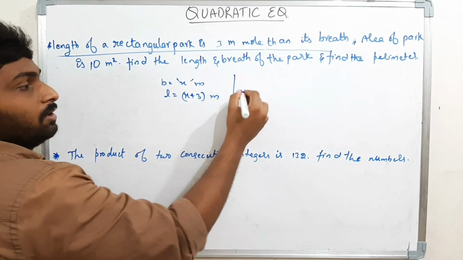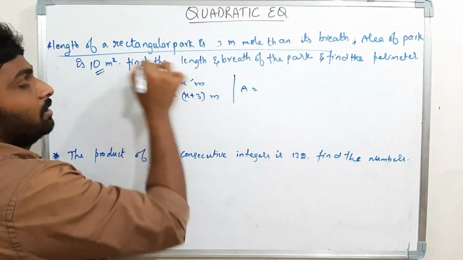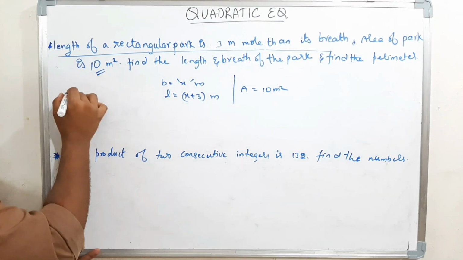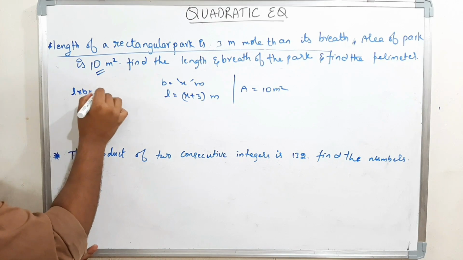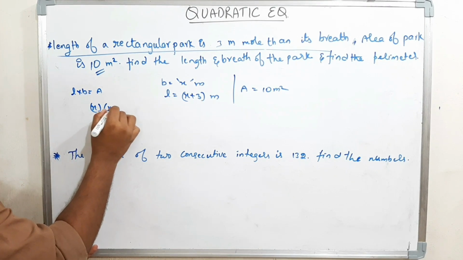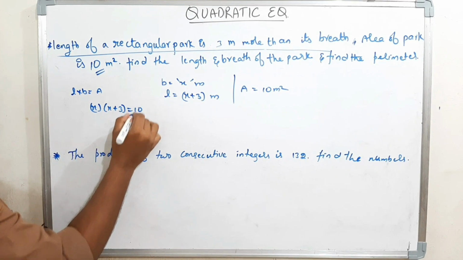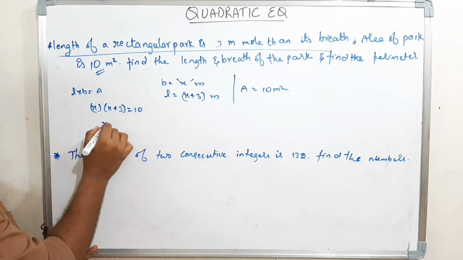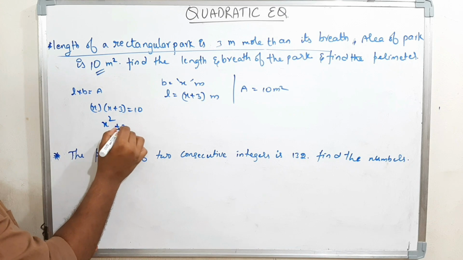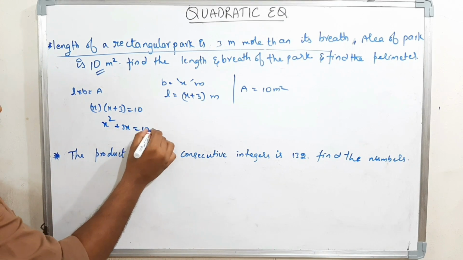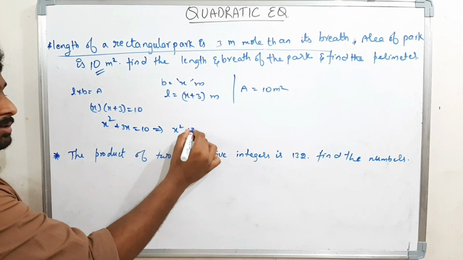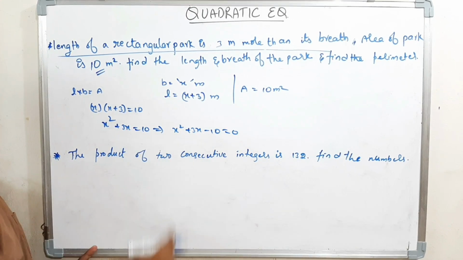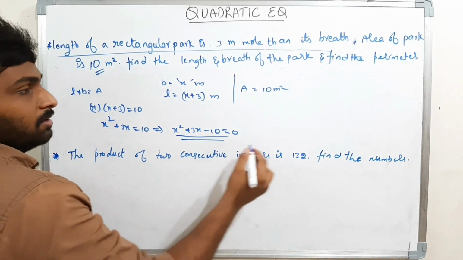And what did they give? They gave the area as 10 meters square. Therefore, the area of the rectangle is given by length into breadth, that is x into x plus 3 is equal to 10. If I solve this equation, x square plus 3x is equal to 10. That is nothing but x square plus 3x minus 10 equal to 0. I am sending this 10 to this side, minus 10. Now solve this equation, factorize.